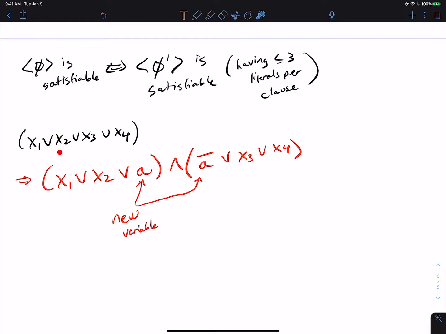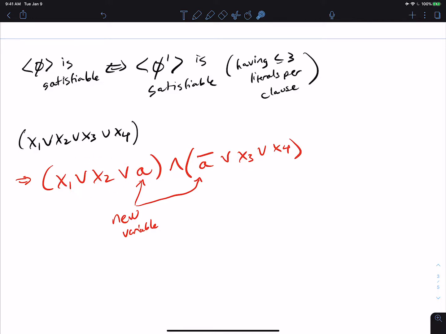The same thing is true if x2 is true. If x3 is true, then this clause is satisfied and not necessarily this one. But then this a comes to the rescue again, and if we set it to be true, then this clause is true too.